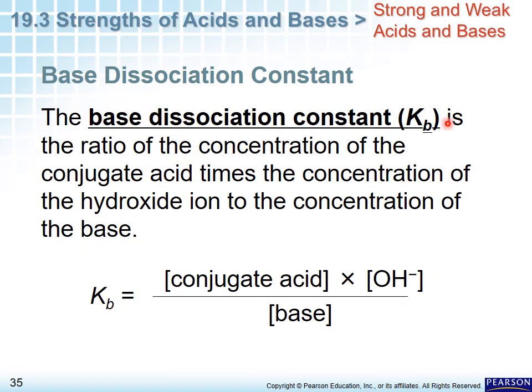Now the base dissociation constant Kb is the ratio of the concentration of conjugate acid times the concentration of the hydroxide ion to the concentration of the base. So Kb is equal to the conjugate acid, which is ammonium for ammonia, times OH negative ion over the complete base, which is NH3.